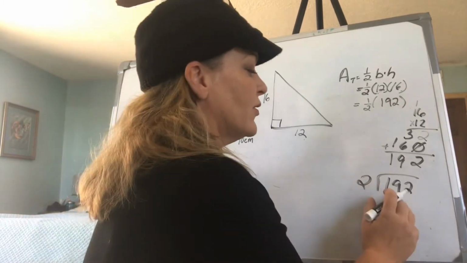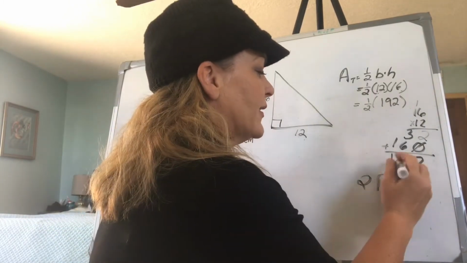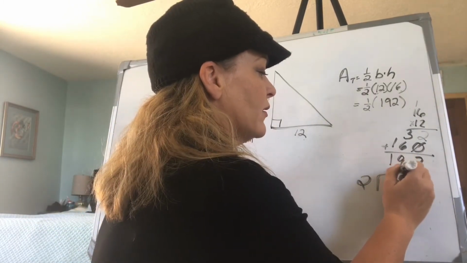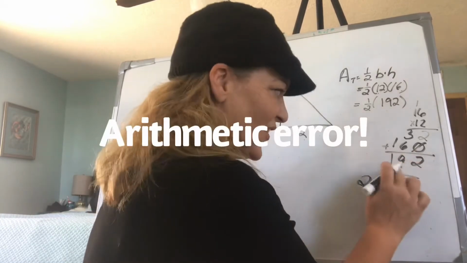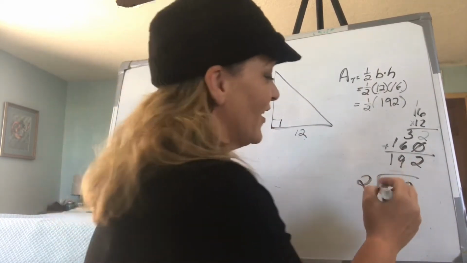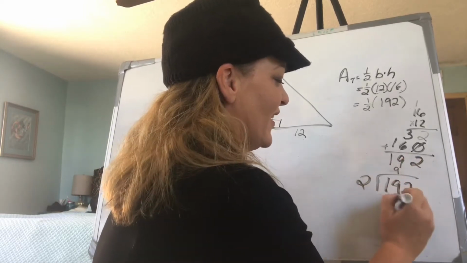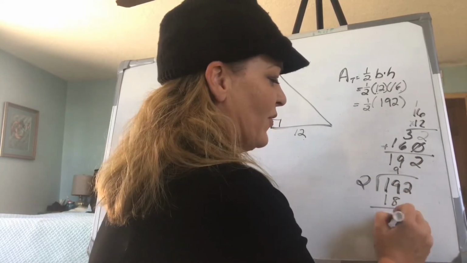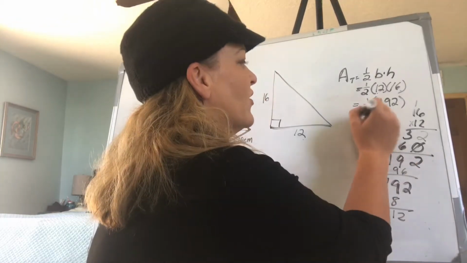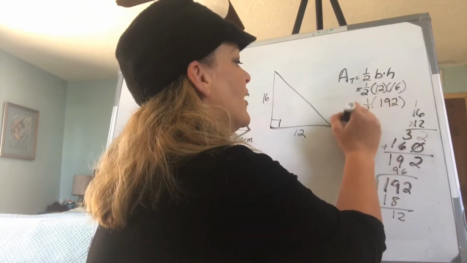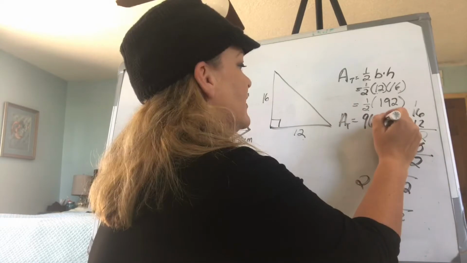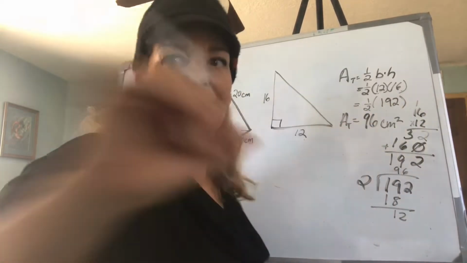2 goes into 19 6 times, right? No, sorry. Oh, almost an arithmetic error there, guys. 2 goes into 19 9 times. 8. I'm left with 16. So the area of the triangle is 96 centimeters squared.